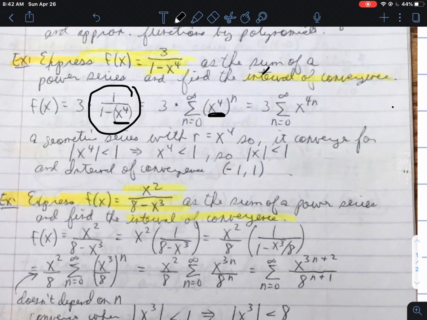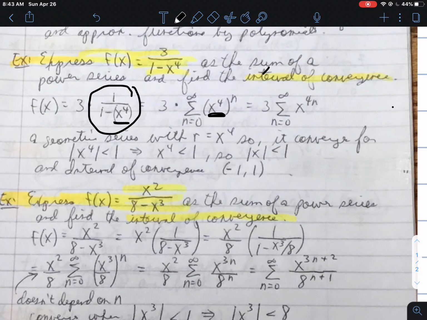So if I raise x to the fourth to the 0 power, just like anything else, I get 1. So I've got 3 times the sum, as n goes from 0 to infinity of x to the fourth to the nth, or 3 times the sum, as n goes from 0 to infinity of x to the 4n, which is a geometric series with r equals x to the fourth. And so we know it converges then again for absolute value of r less than 1. So in this case, absolute value of x to the fourth less than 1, or simply x to the fourth, because that's always positive. But either way, take the fourth root, and you still get absolute value of x less than 1. Right? So our interval of convergence is still negative 1 to 1.